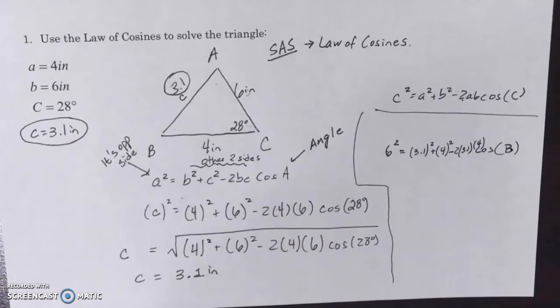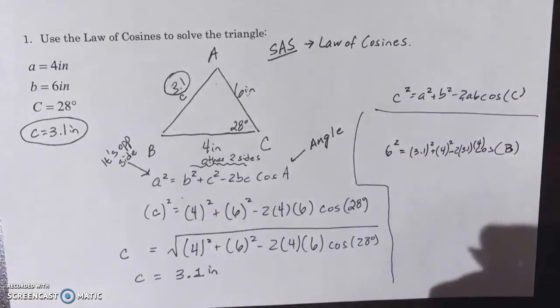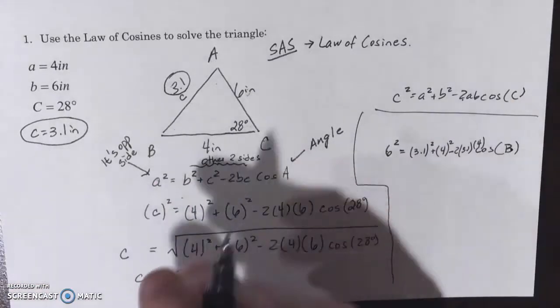The algebra here is going to be harder than what we just did. Okay? We're solving for a variable that's in a trig function. So we're going to need to think back to how we get this trig function by itself. Then we're going to have to use the inverse trig function. So let's do that here.